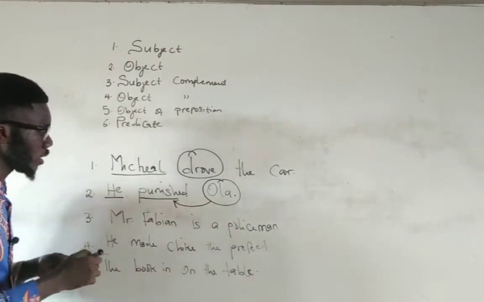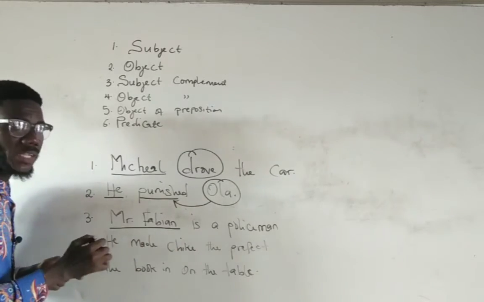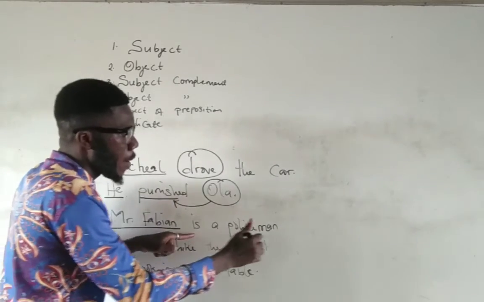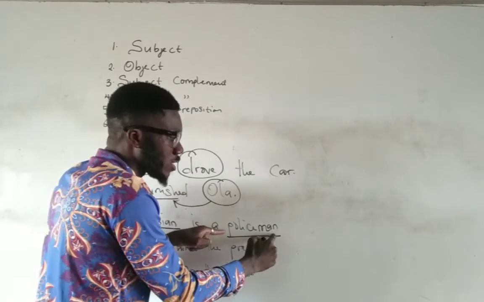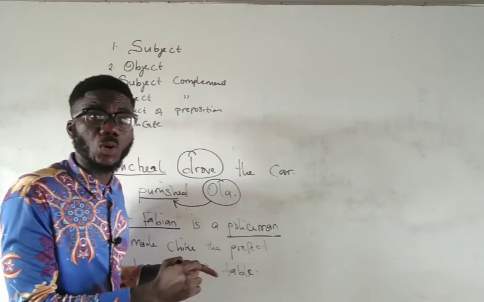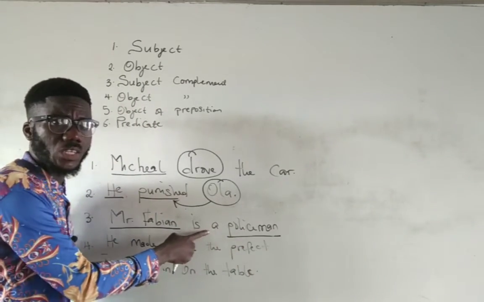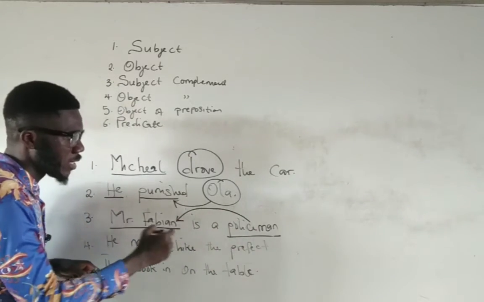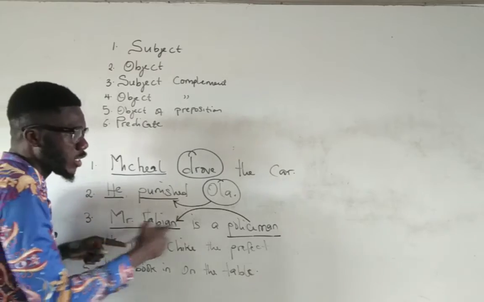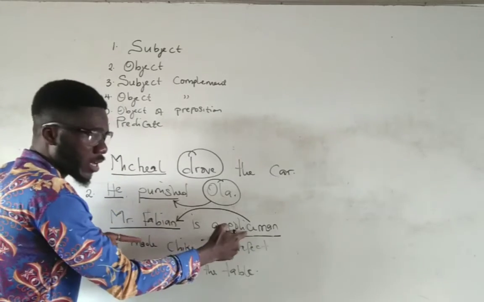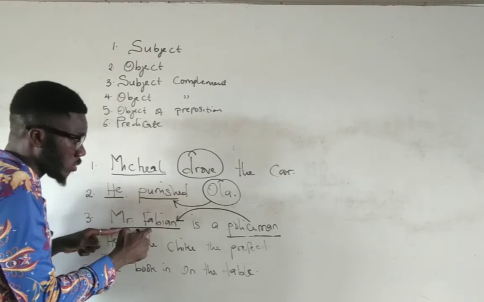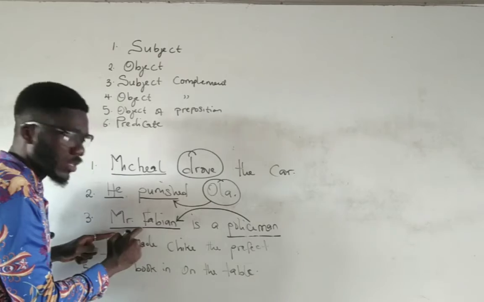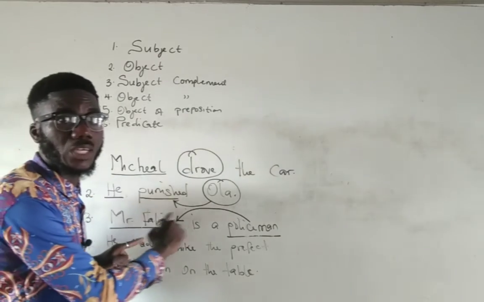Take a look at this sentence 3. What we have here: Mr. Fabian is a policeman. This sentence is talking about Mr. Fabian. Some persons will think that this policeman is the object of the sentence, but no, it is not. It does not receive any action. It does not suffer any action. Rather, policeman is still talking about Mr. Fabian. Whatever you see here is what you see here. So this policeman gives you information about Fabian. Mr. Fabian is this policeman. So this is the complement of the subject, or you refer to it as subject complement.